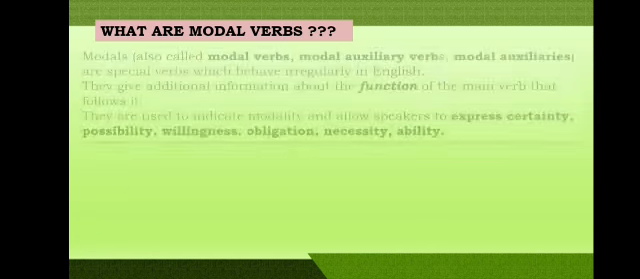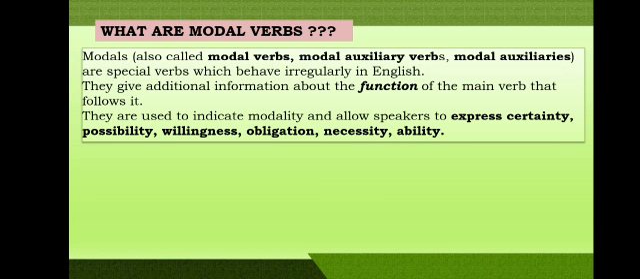These are special verbs which behave irregularly in English. They give additional information about the function of the main verb that follows it. They are used to indicate modality and allow speakers to express certainty, possibility, willingness, obligation, necessity, ability. To understand these verbs in a better way, let us know about their characteristics as well.